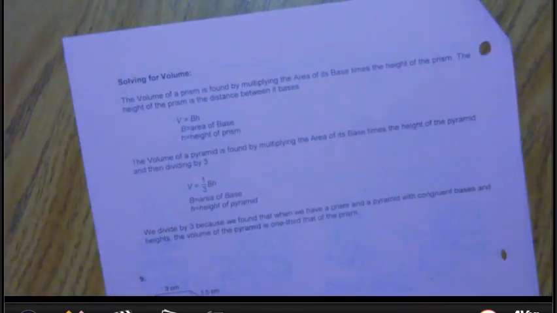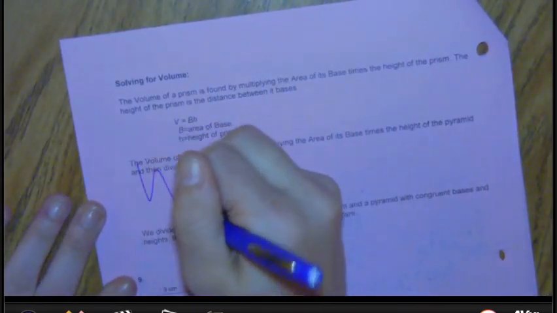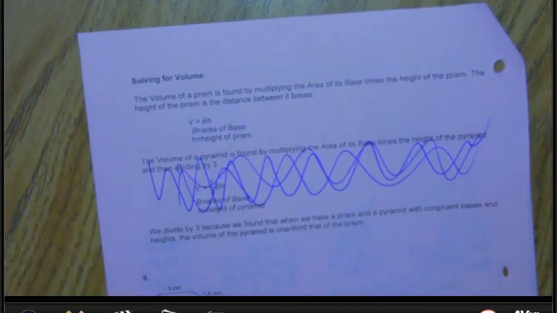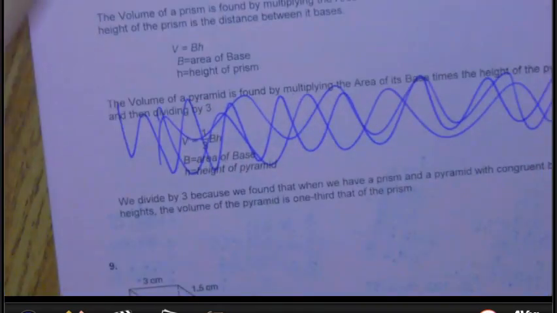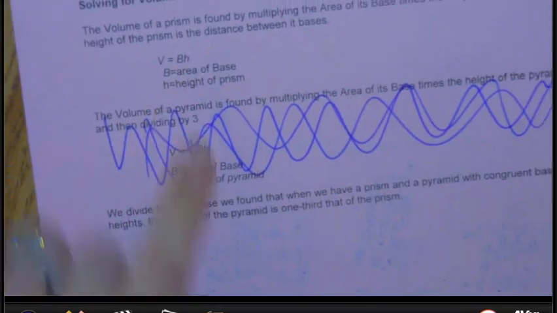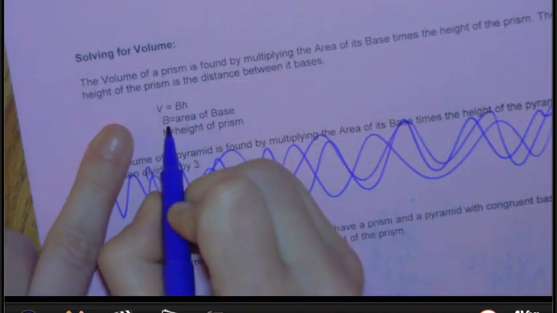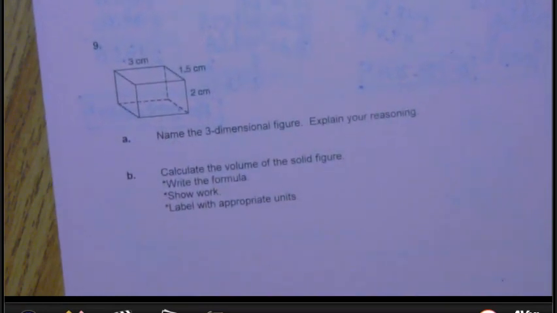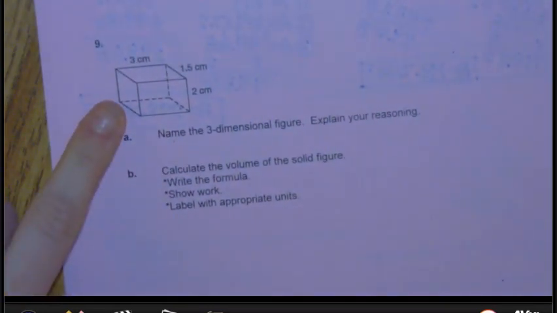All right, let's take a look at volume. All right, so solving for volume, you guys do not need this part right here. I forgot to take that off. We have not dealt with pyramids yet. We're only dealing with volume of a prism, where we have V is equal to capital B times H, where capital B stands for the area of your base. All right, so let's take a look at number 9. Number 9, it looks like it is going to be a prism.